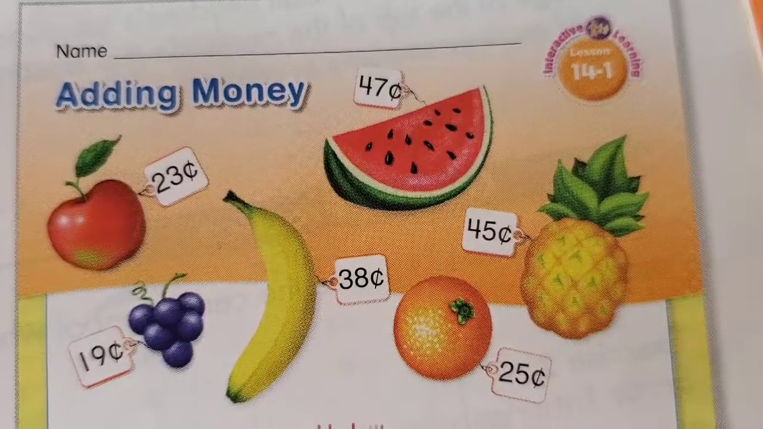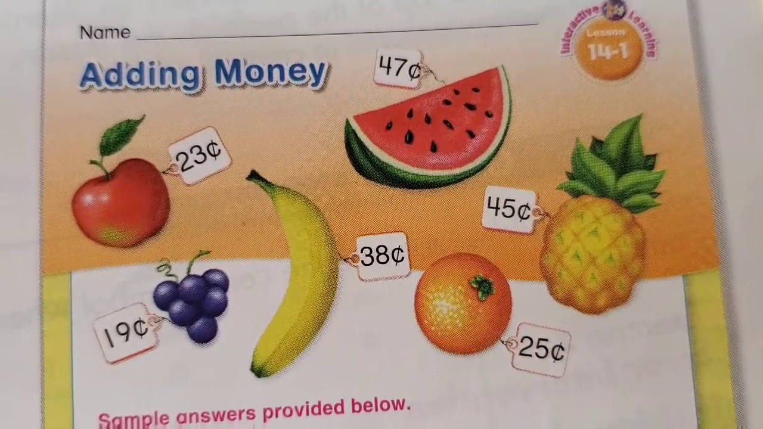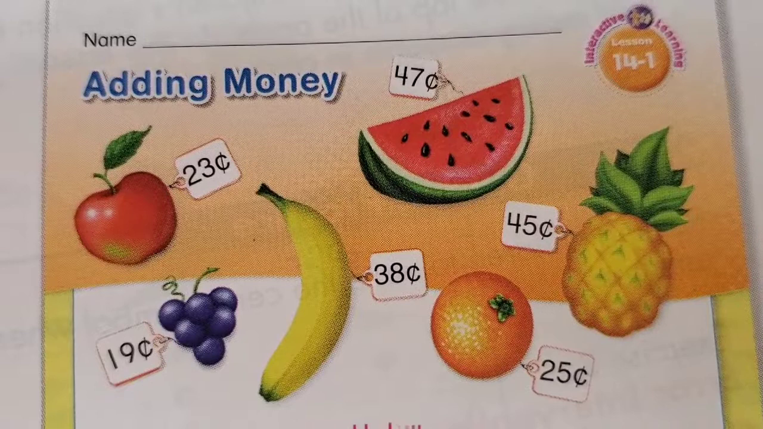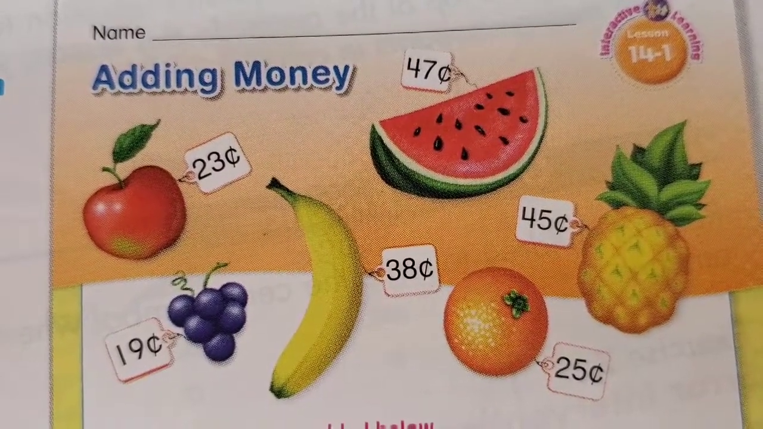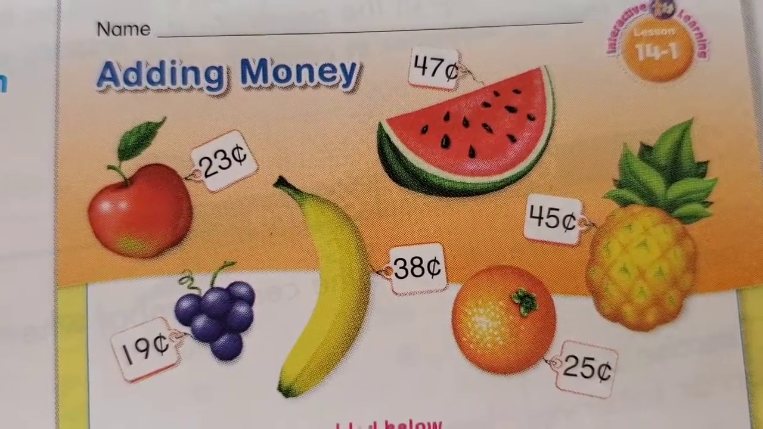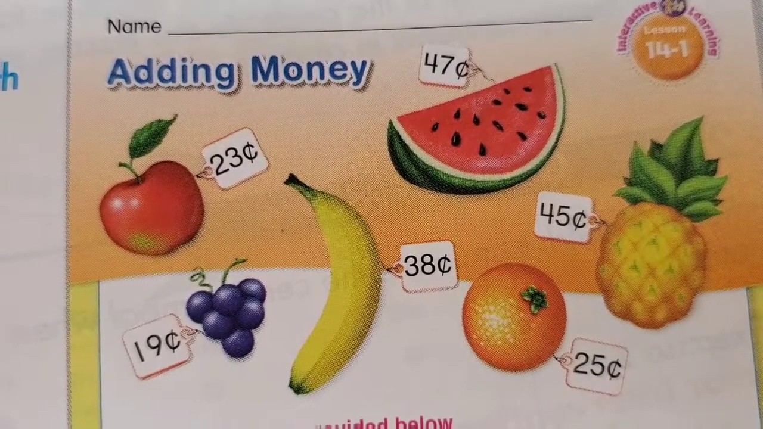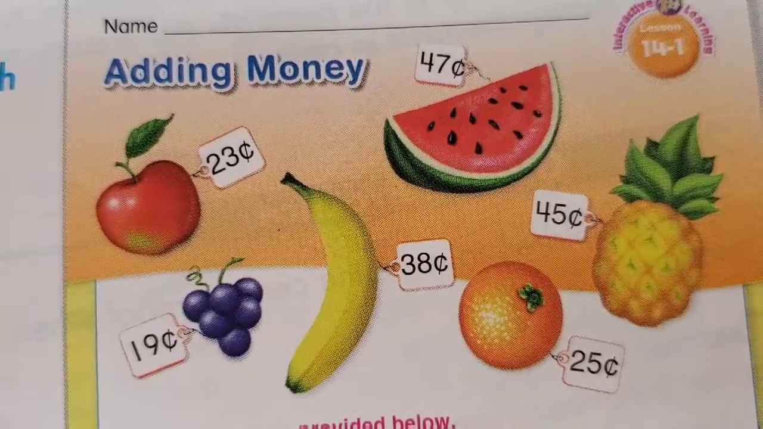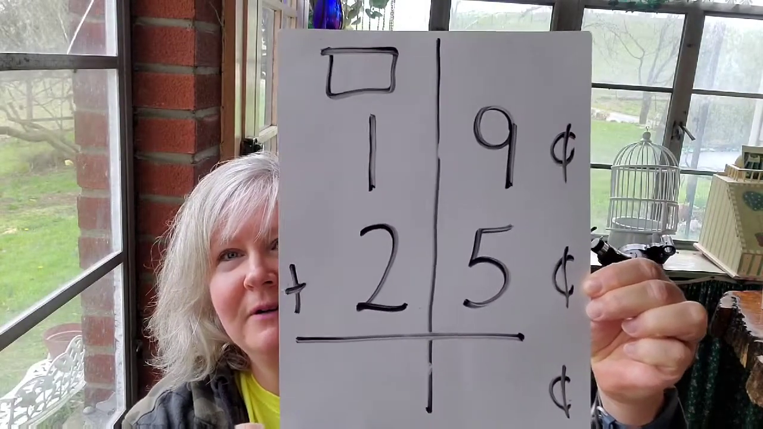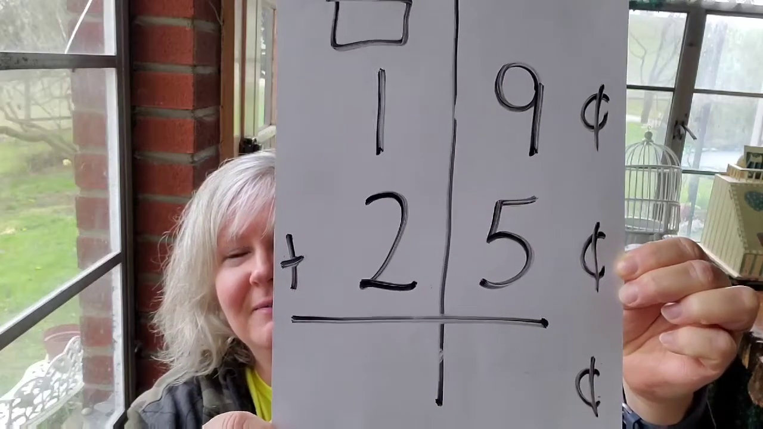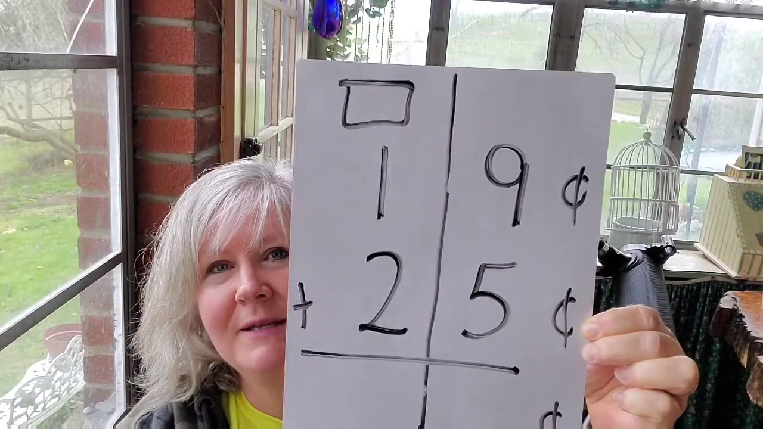Like this time, let's do the purple grapes and the orange. So 19 cents plus 25 cents. Let's write that on your paper. You already have your T-chart with your plus sign and your box in the top left. So let's write that in. 19 cents plus 25 cents. This is what it should look like. So check your paper. Let me see how close I can get. About like that. Okay.